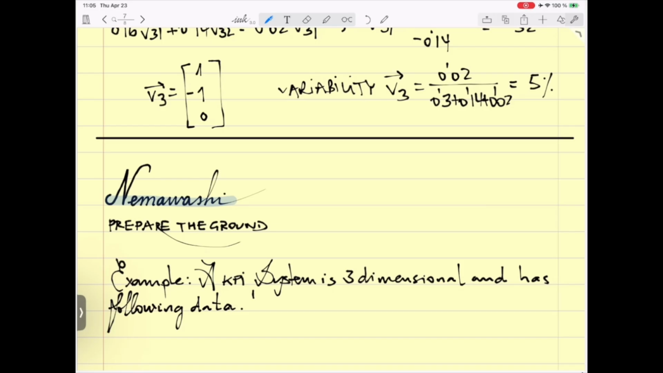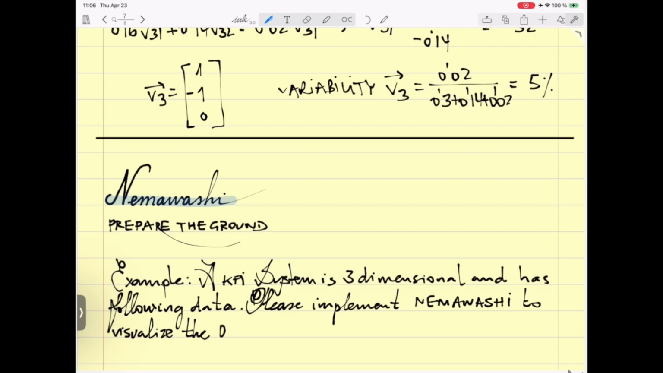Please implement nemawashi to visualize the organizational dynamics. Okay, so the data are as follows.